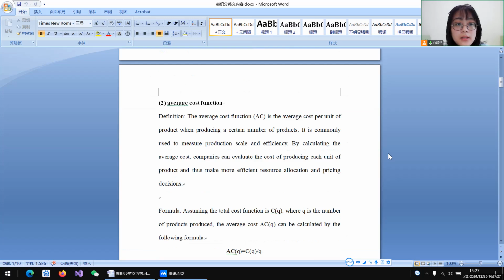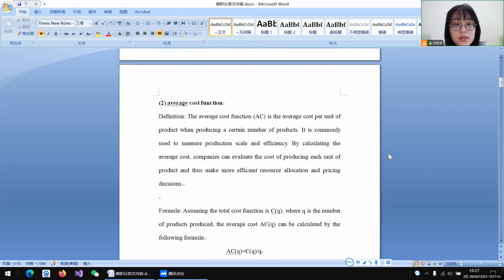The second part is the average cost function. The definition is that the average cost function, AC for short, is the average cost per unit of product when producing a certain number of products. It is commonly used to measure production scale and efficiency.